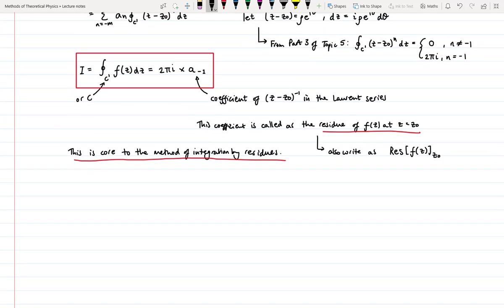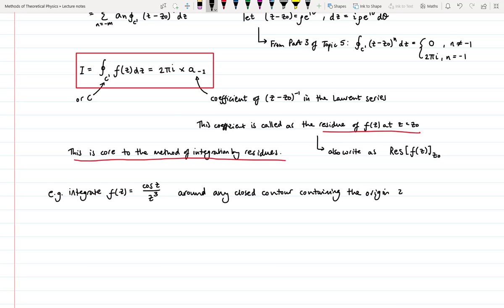Let's do an example. Let's perform an integral that we didn't know how to do before. Let's consider integrating the function f of z given by cos of z over z cubed. And let's consider integrating it around any closed contour containing the origin. You note immediately that this function is singular when z equals 0.